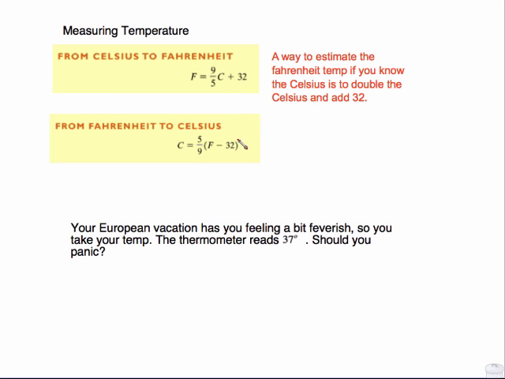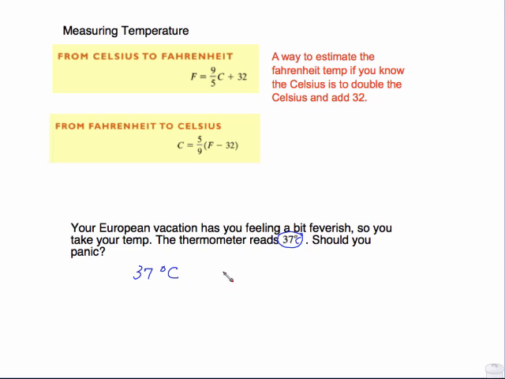Temperature, sometimes you have to convert between Fahrenheit, which is our English measurement, and Celsius, which is what everybody else in the world seems to use. So these are our two formulas. This says your European vacation has you feeling a bit feverish, so you take your temperature. The thermometer reads 37 degrees. Now you're in Europe, so this is reading 37 degrees Celsius.